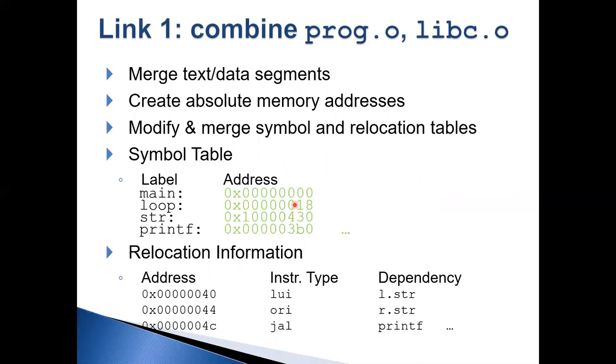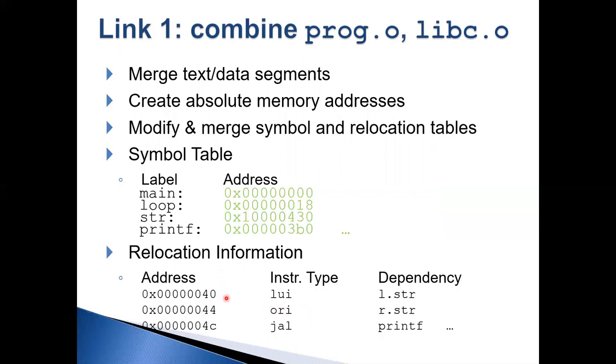But the most important thing is what? The address of the string. Where do we actually find that string? Where do we actually find that instruction or the function call printf? The string is located at address 10000430. To find printf, the address is 000003B0. Okay. And now, where do we update? We update at these addresses. These are the addresses of the instructions that I need to update, right?